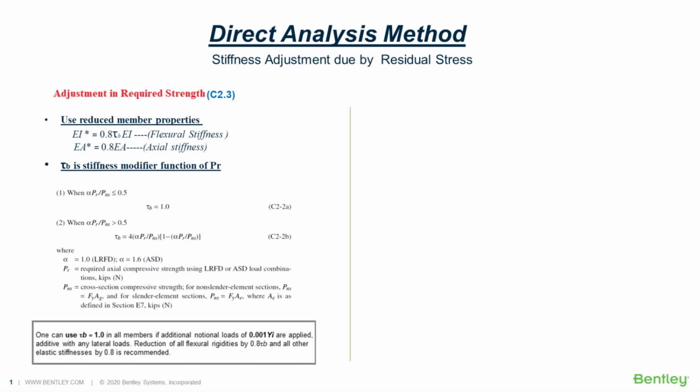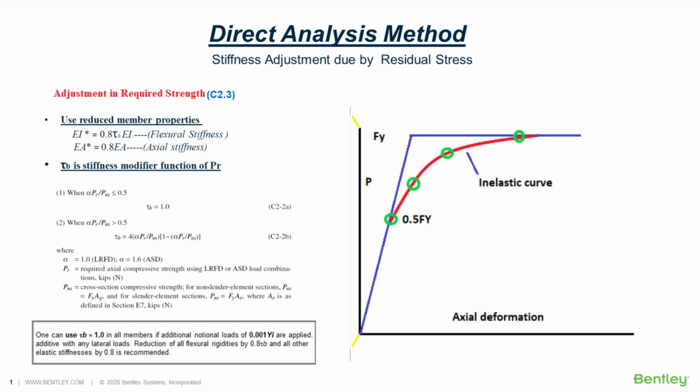Now, tau b that we discussed earlier as a tangent modulus depends on the percentage of the actual load level to the yield limit. If the load level exceeds 50% of the cross-sectional compressive strength, the tau b factor changes with the applied load. And below that load level, its value is 1. So you can see the relationship in detail. Now, a very interesting fact we can see here.